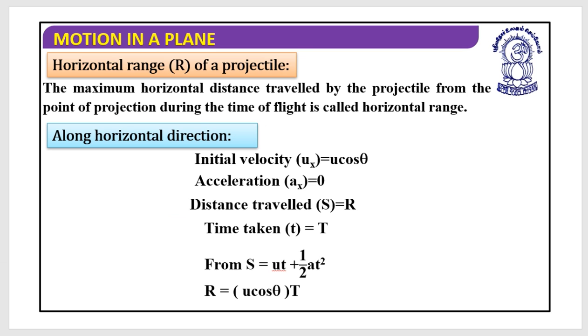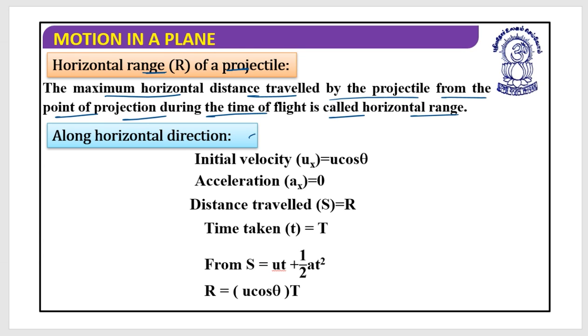Let's move then to the next very important point. It's the horizontal range of a projectile. In the very beginning slides, we discussed that the range is the maximum horizontal distance traveled by the projectile from the point of projection during the time of flight. That we call the horizontal range.